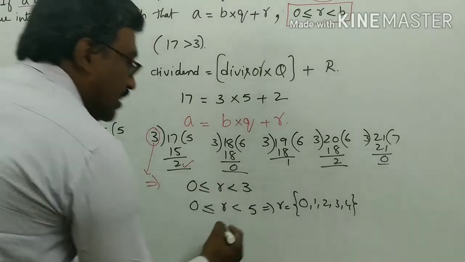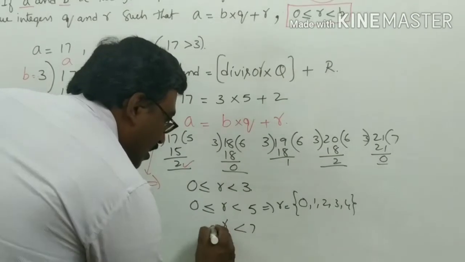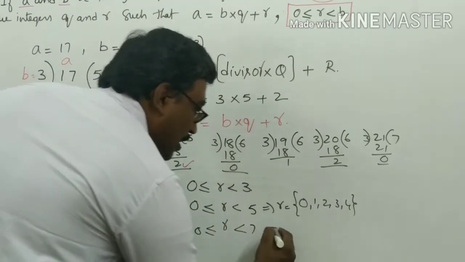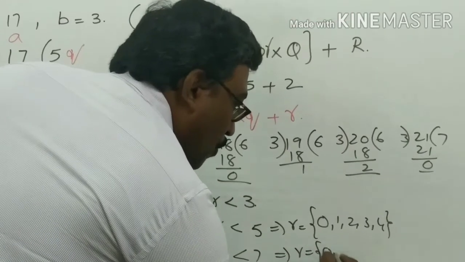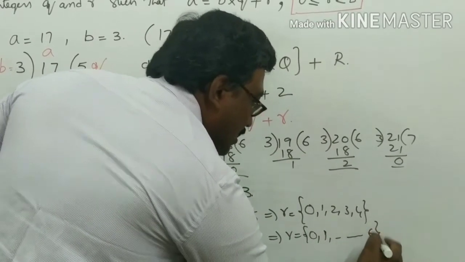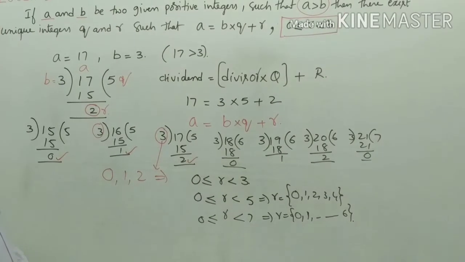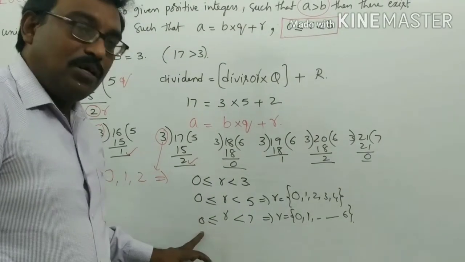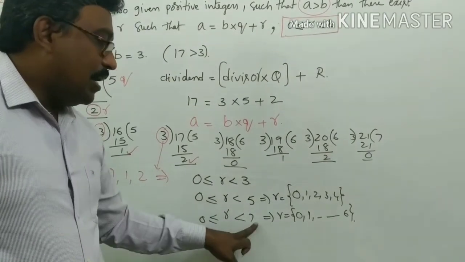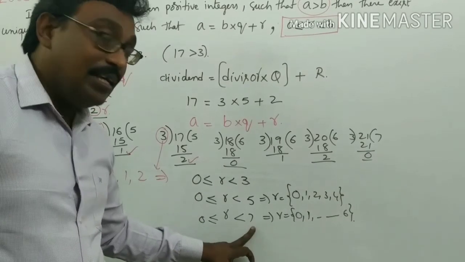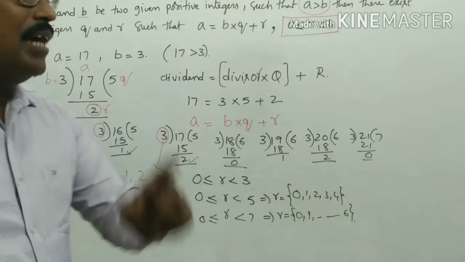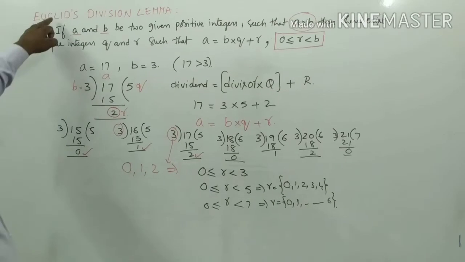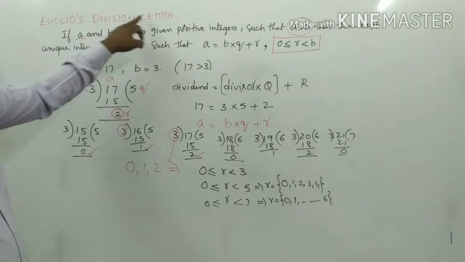If my quotient is 7, then the possible remainders are 0, 1, 2, 3, and so on up to 6. So all the remainders are possible from 0 and less than the divisor. This gives the statement of Euclid's division lemma.